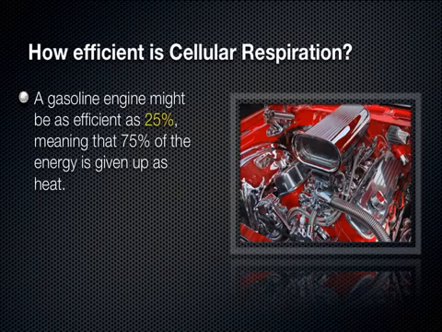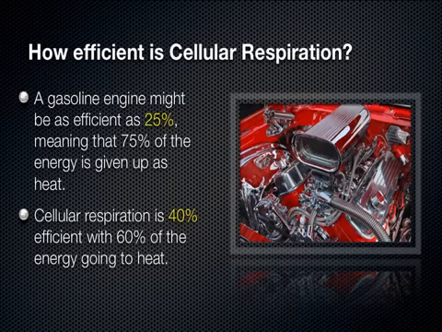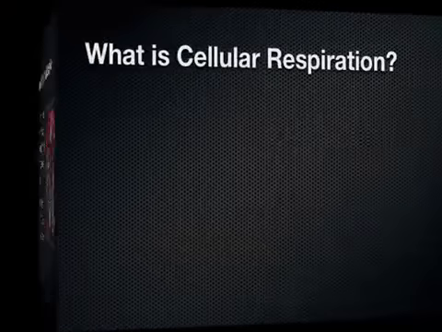Let's look at cellular respiration. Cellular respiration is approximately 40% efficient, with 60% of the energy going to heat. So it's much more efficient than your lovely 1970 Chevelle. 60% of it is given off as heat. Do we want that given off as heat? Is that a good thing? Yeah. Why? Okay, so we want the body to be warm. We live in Michigan. We don't want the body to freeze or anything like that. So it's a good thing that some of it is given off as heat.